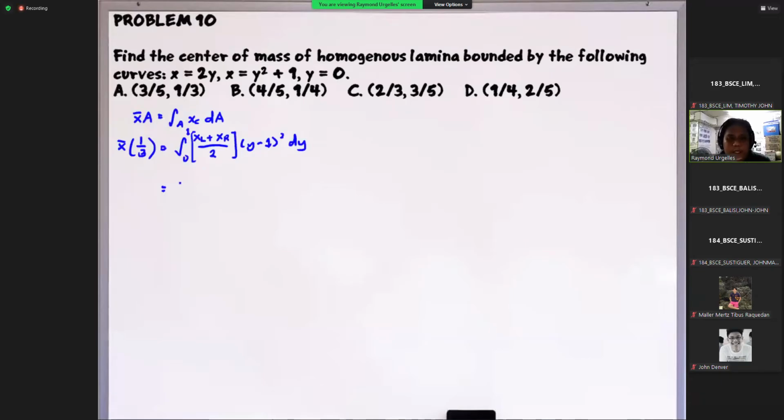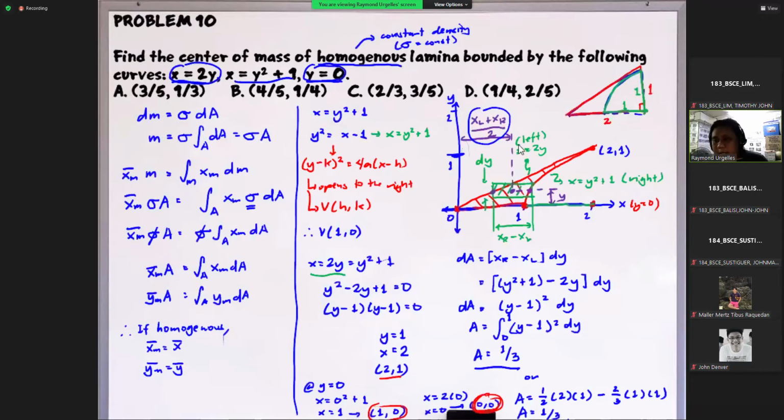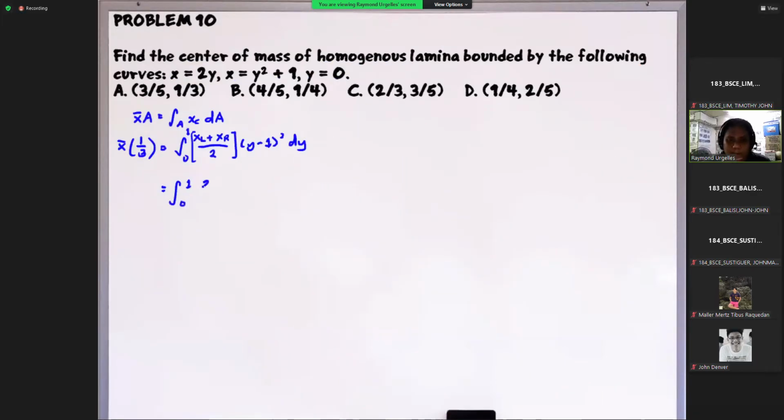Okay? So again, ano yung x sub L natin? So x sub L is yung line. Diba? So that is yung 2y. X sub R naman natin is yung y squared plus 1. So kaya this will be 2y plus y squared plus 1, divided by 2. Okay? So then this will be times y minus 1 quantity squared dy.